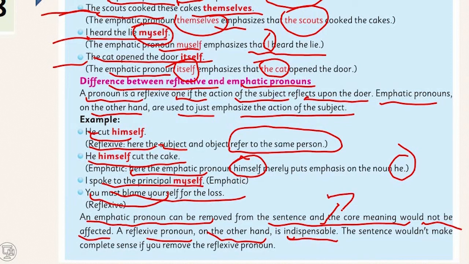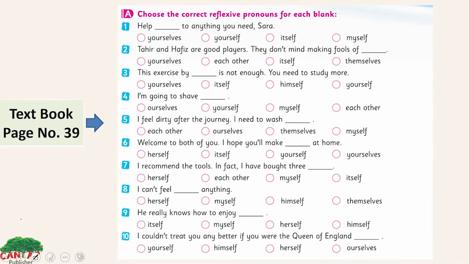Emphatic pronoun को अगर रिमूव भी कर दे सेंटेंस से तो उसके मीनिंग पे कोई फर्क नहीं पड़ेगा, लेकिन अगर रिफ्लेक्सिव प्रोनाउन को हटा दिया जाए तो मीनिंग पे फर्क पड़ेगा. The sentence wouldn't make complete sense if you remove the reflexive pronoun. अगर हम रिफ्लेक्सिव प्रोनाउन को सेंटेंस में हटा दे तो सेंटेंस का कोई मतलब नहीं होगा. अब इसकी एक्सरसाइज को करेंगे ताकि आपके कॉन्सेप्ट्स जो है और क्लियर हो जाए.